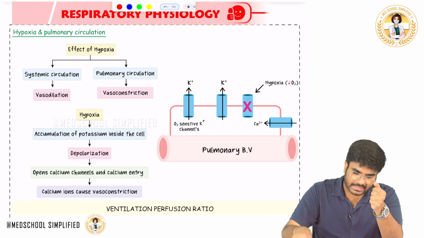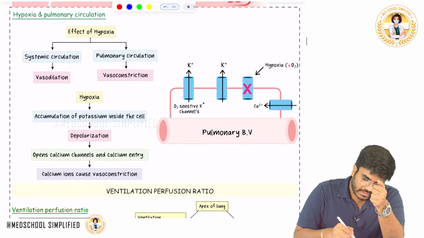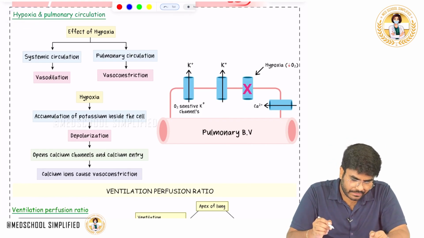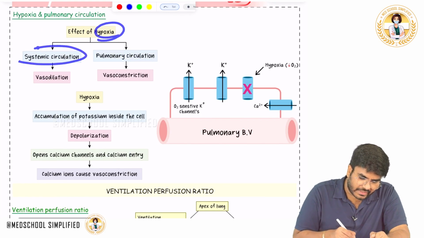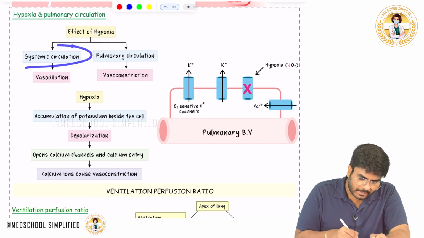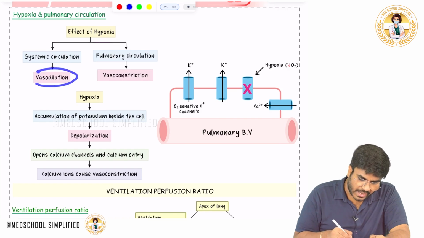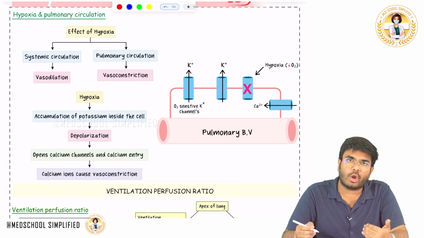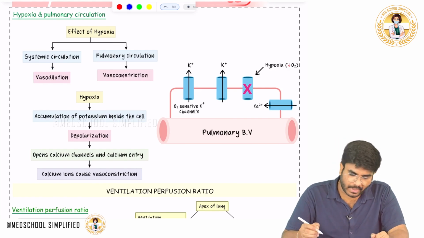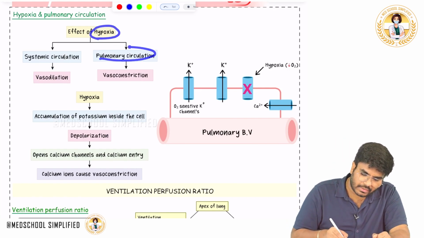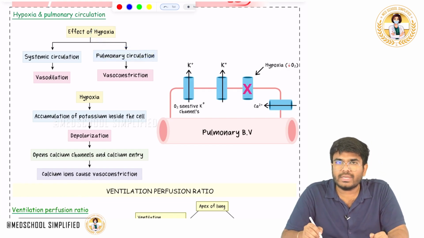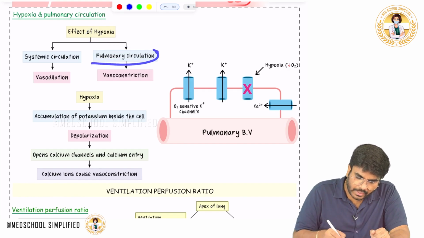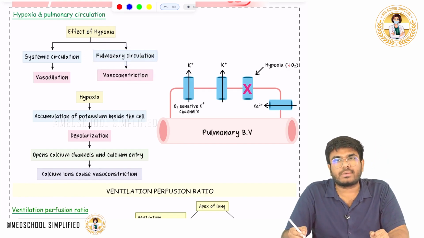So that's why we say, see the hypoxia effect on systemic circulation. The systemic blood vessels will undergo vasodilation, so more blood flow, more oxygen delivery to the tissues. But how is this different from the pulmonary circulation? If you look at the pulmonary circulation, whenever there is hypoxia, the pulmonary blood vessels will undergo vasoconstriction.